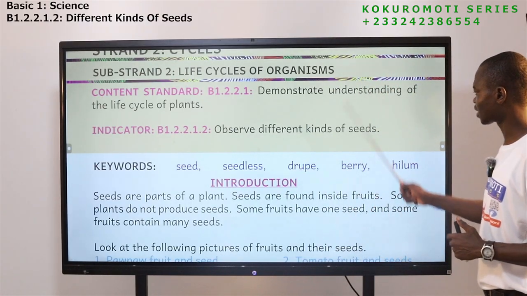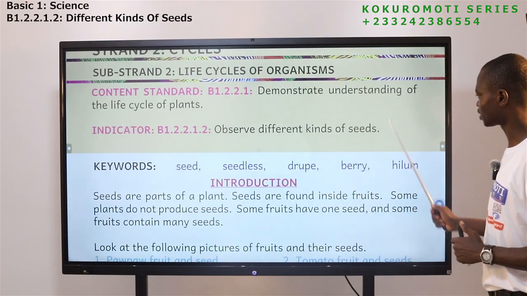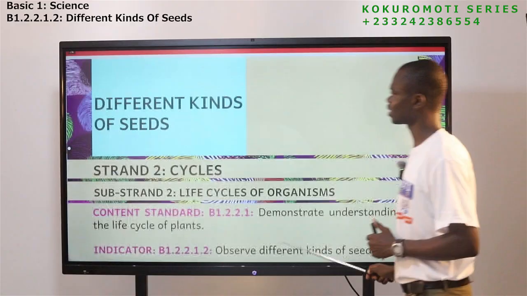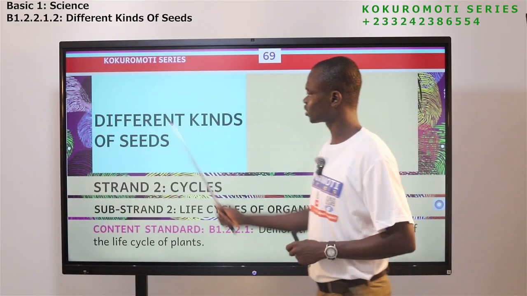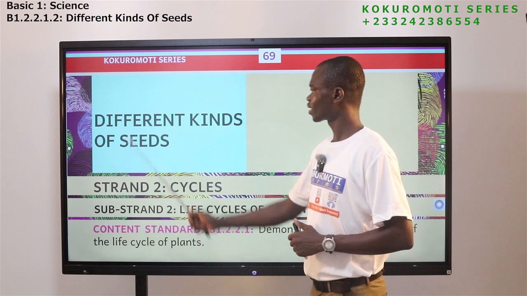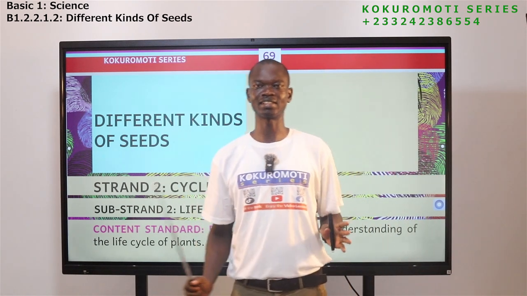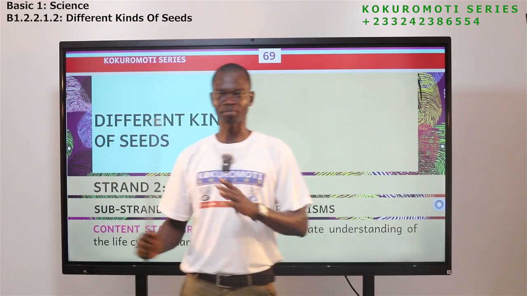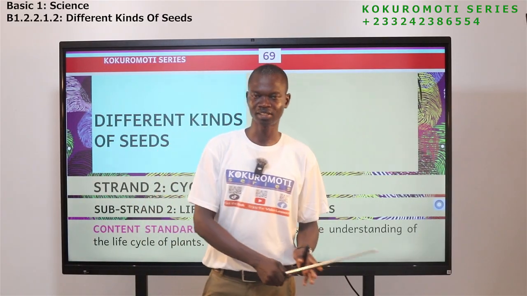Observe different kinds of seeds. So today's lesson, the topic is different kinds of seeds. Today we are going to look at seed. Seed is part of a plant. So we are going to look at different kinds of seeds.